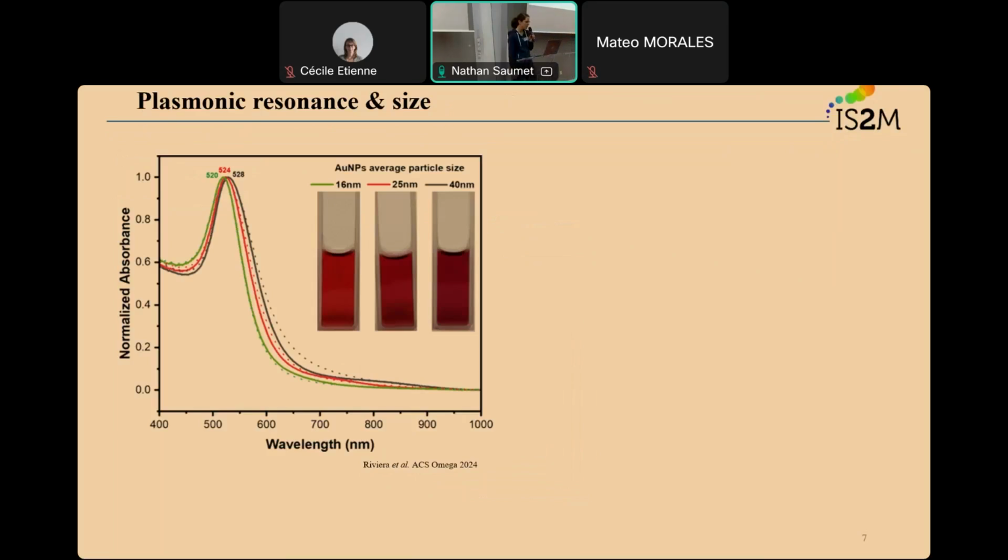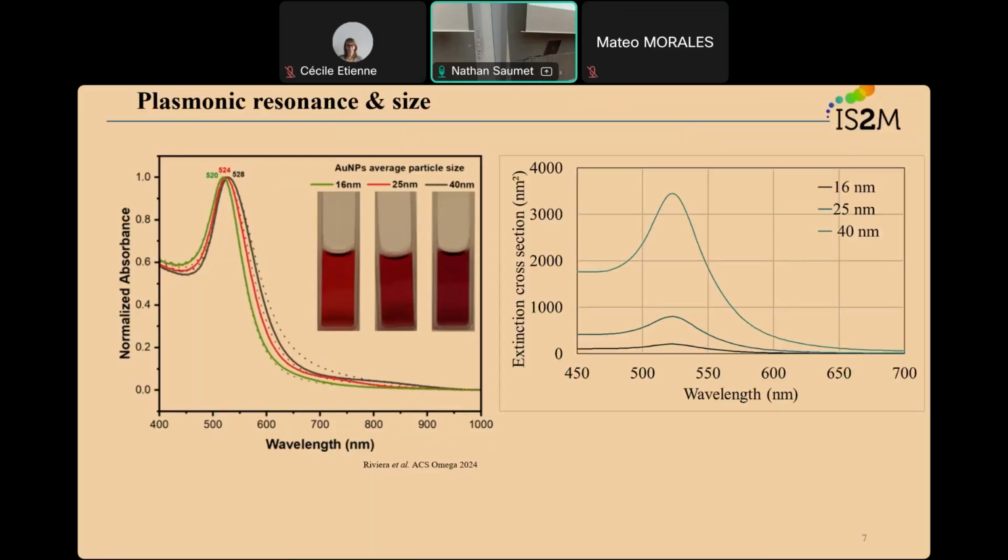Another way to tune the plasmonic resonance is to play on the size of the nanoparticles. Here it's gold, but with particles of different size, so with increasing size. And we observe that this solution is more reddish than this one. If we observe their plasmonic resonance, we observe a slight shift of only 8 nanometers. If we perform some simulation of a cross-section extinction of these different particles, we will observe the resonance redshift, which is really small, let's say, but we observe a strong increase in scattering and absorption due to the size of the particle.